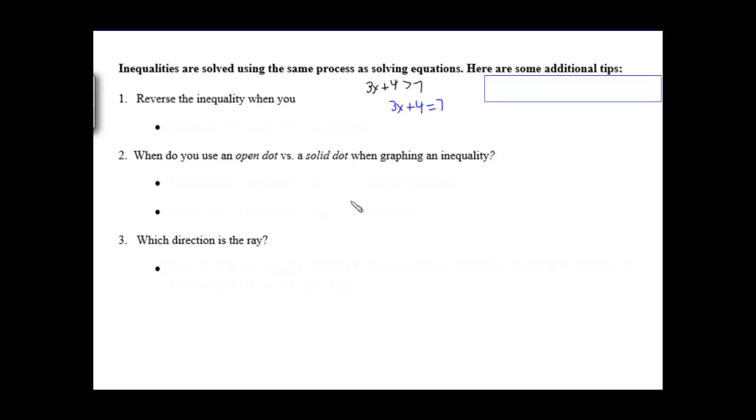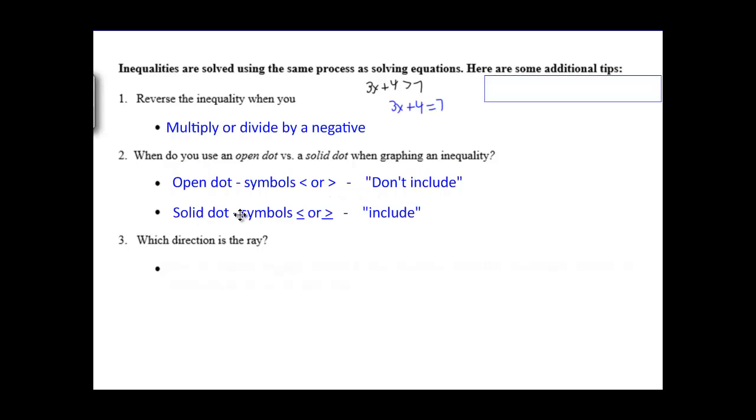There are three main things that we have to remember about inequalities. First, reverse the inequality when you multiply or divide by a negative. Second, when do we use an open dot versus a solid dot when graphing an inequality? We use an open dot with less than or greater than signs, which means we don't include the point on the line, and a solid dot if the symbols have an equal to underneath, and this means you include every point that's on the line.